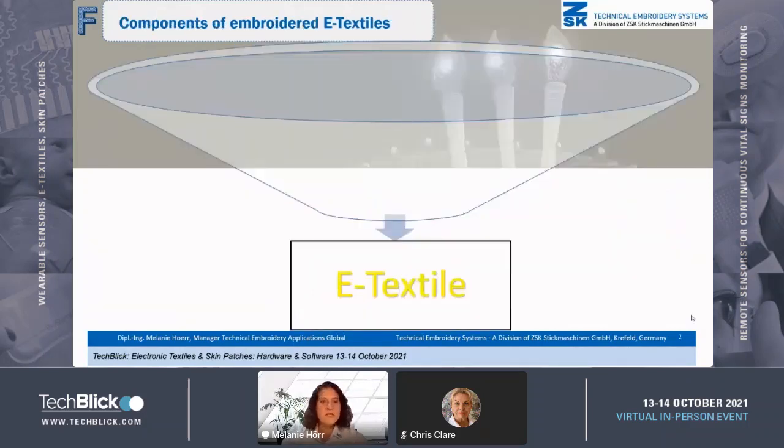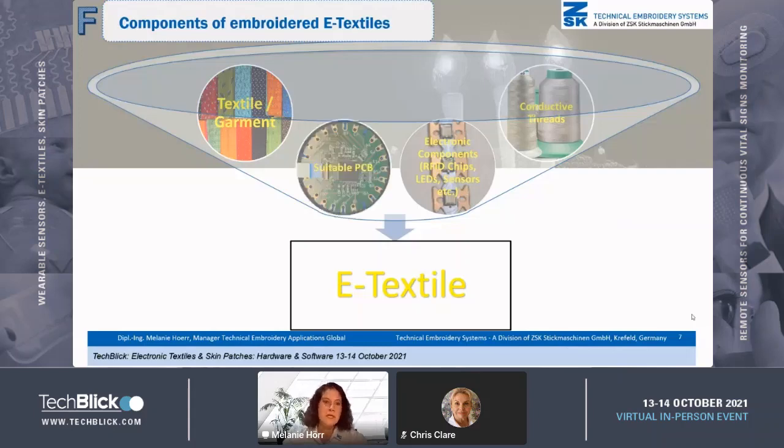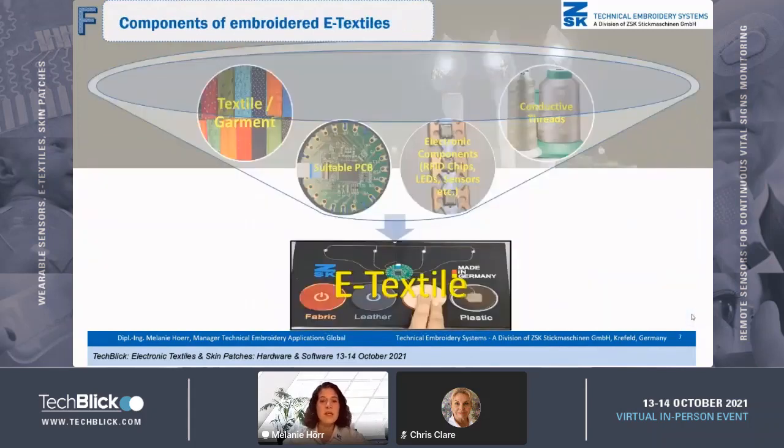For an e-textile, we start with some textile or garment that we use to embroider our functionality on. Then we use the conductive threads. We add some electronic components like RFID chips, LEDs, or sensors, and if necessary, some suitable PCBs. And at the end, there is a fully functional e-textile.